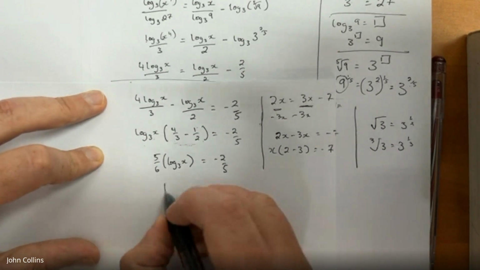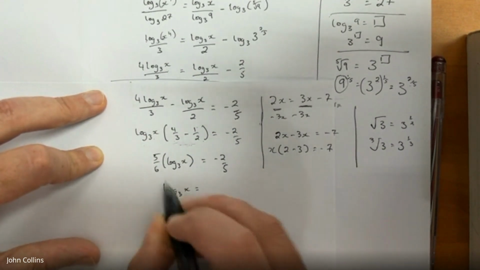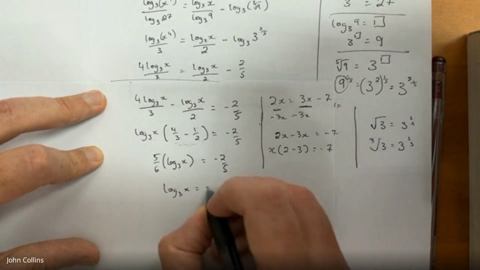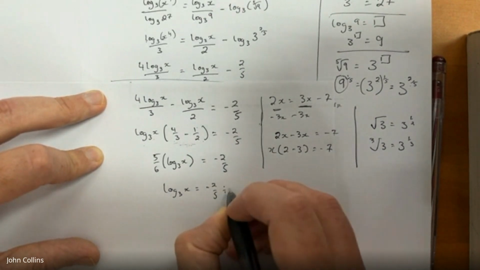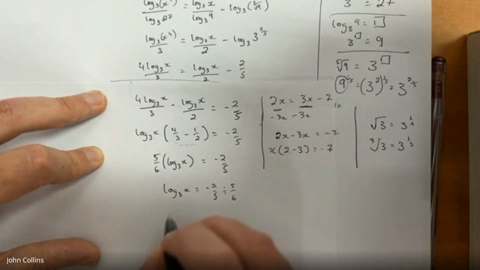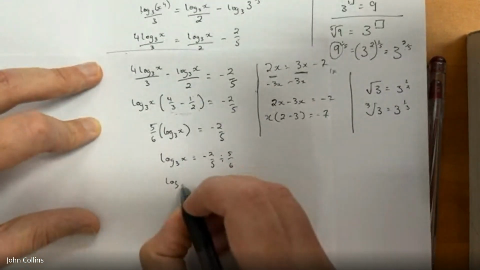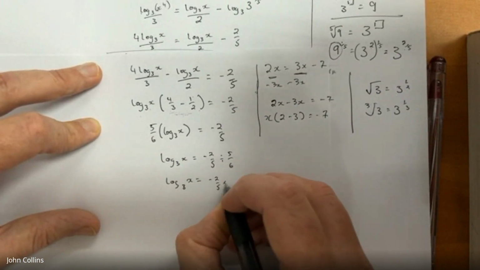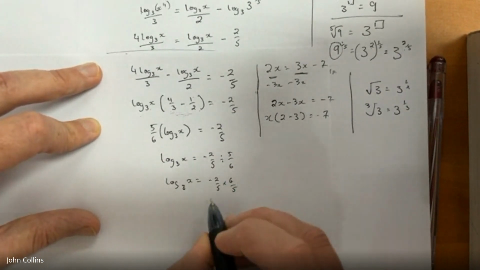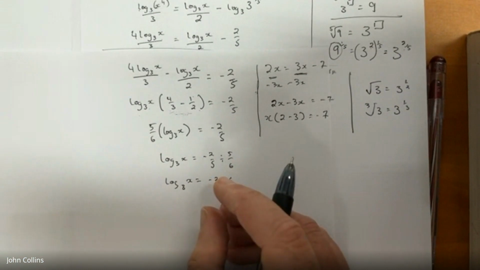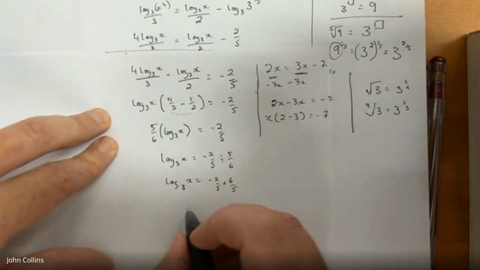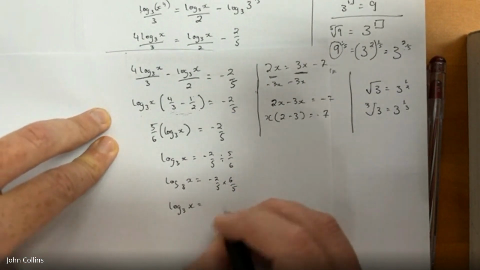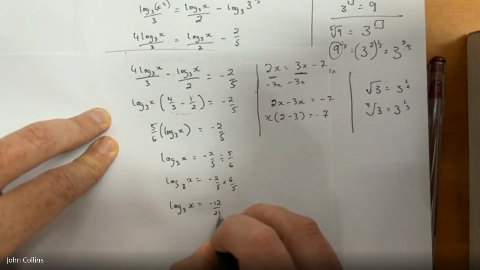Okay, let's finish. Log 3x. If it's multiplication over this side, I can divide it over the other side. Minus 2/5 divided by 5/6. So log 3x is minus 2/5 multiplied by 6 over 5. I want to keep change flip. So remember, this is non-calculator, so I'd have to do this. This is really difficult. Log 3x is equal to, I think that's minus 12 over 25, yeah?